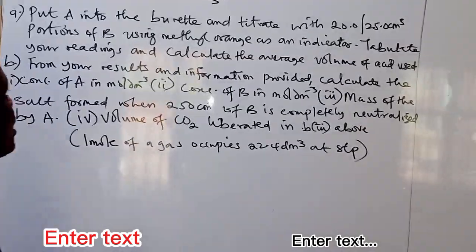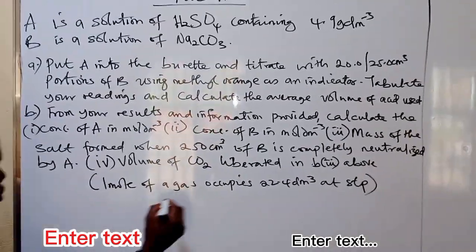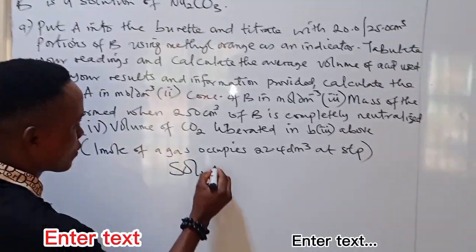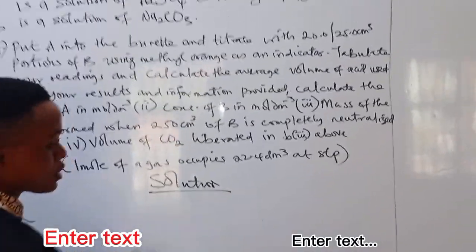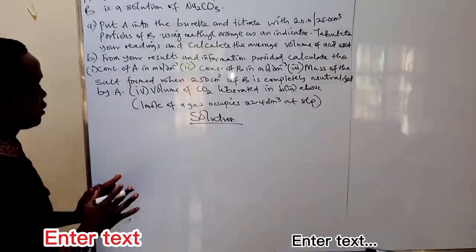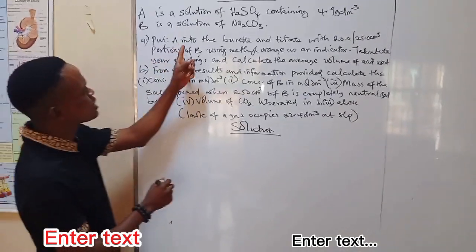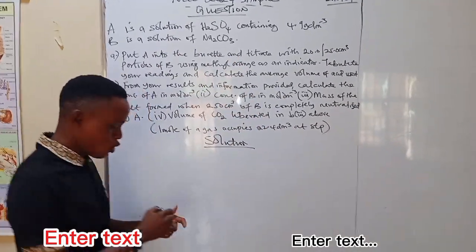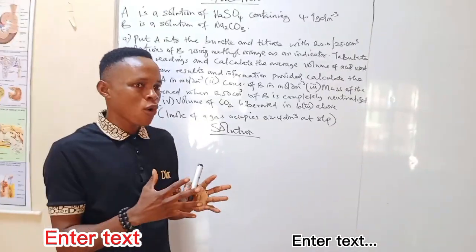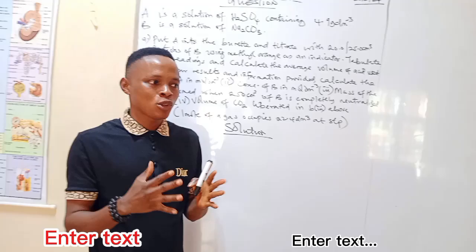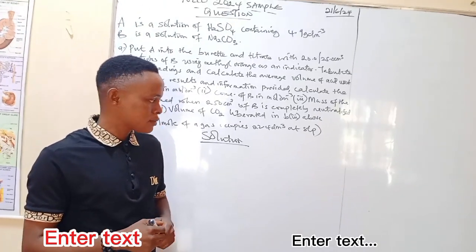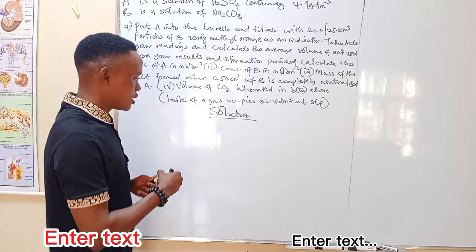Alright. From my instruction, let's try to see how we can solve this very briefly. Solution 1. The first thing is put A into the burette. You know, you are going to set up your burette, your titration stand, where you have your burette.